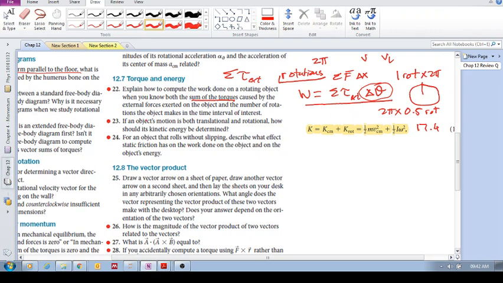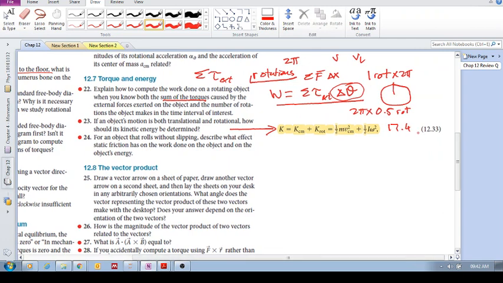Okay. 23. If an object's motion is both translational and rotational, how should its kinetic energy be determined? And that is how you determine the kinetic energy. Equation 12.33. You've got the kinetic energy of the center of mass plus the rotational kinetic energy. So this is half m v squared, but that is the velocity of the center of mass. And then this is your rotational kinetic energy, half I omega squared.